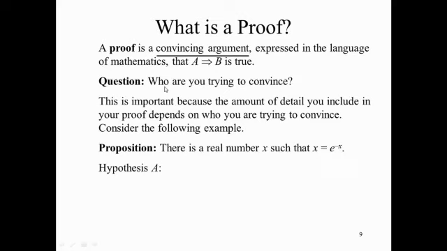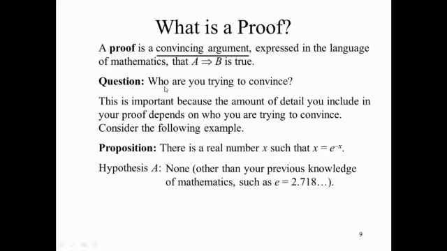You want to prove that there is a real number x such that x equals e to the minus x. No, that's what you're trying to prove. Anything that you're trying to prove has to be part of the conclusion. There is none, other than your previous knowledge of mathematics. For example, some of you may know that e is equal to 2.718 and a whole bunch of other digits, just like pi is equal to 3.14159.